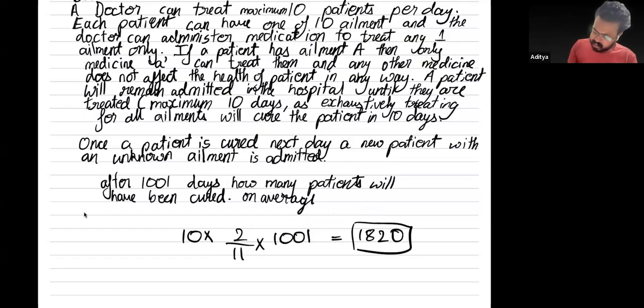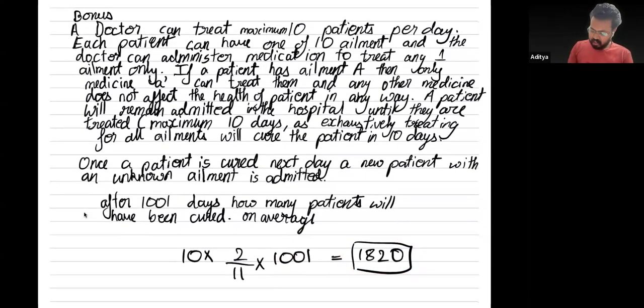Okay, I have given you the final answer, although there is a lot to actually think about in this question. So think why is it the exact answer? And if anyone wants me to discuss it in the next class, remind me about it. Okay, 1820 is the final answer. After 1001 days, 1820 patients on average will have been treated.